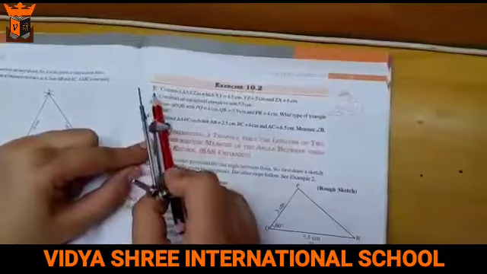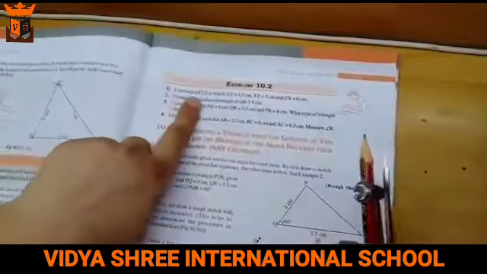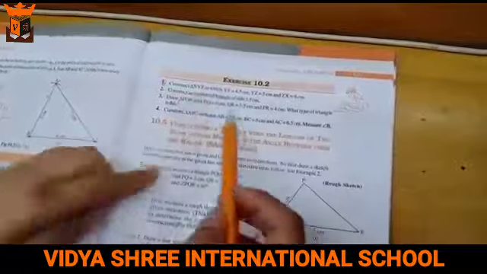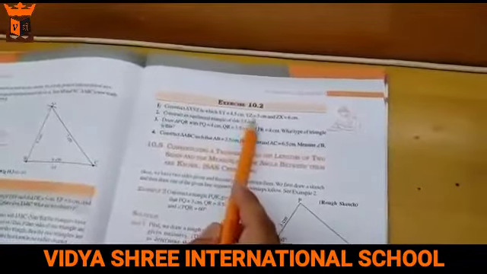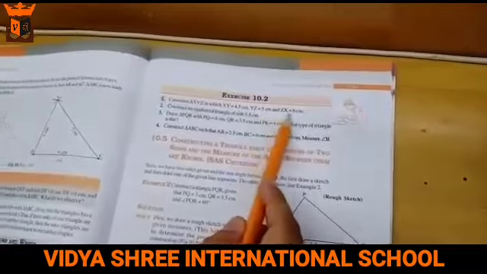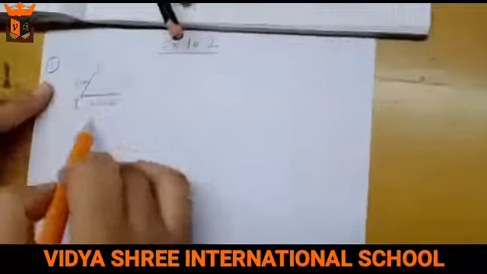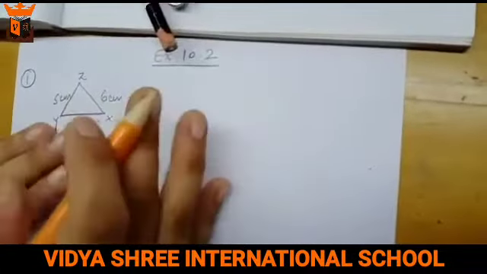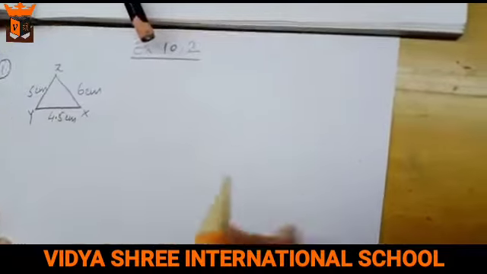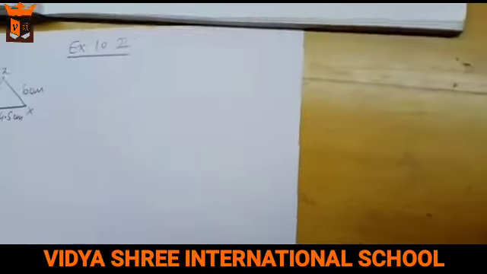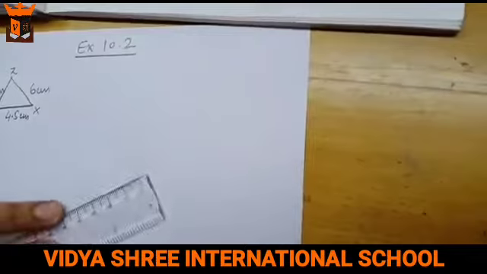Exercise 10.2, first question is, we need to construct a triangle XYZ in which XY is equal to 4.5 centimeters, YZ is equal to 5 centimeters and ZX is equal to 6 centimeters. So now see, we need to draw a rough figure first so that this can help to make a beautiful figure of this. So we need to draw first of all 4.5 of YZ.